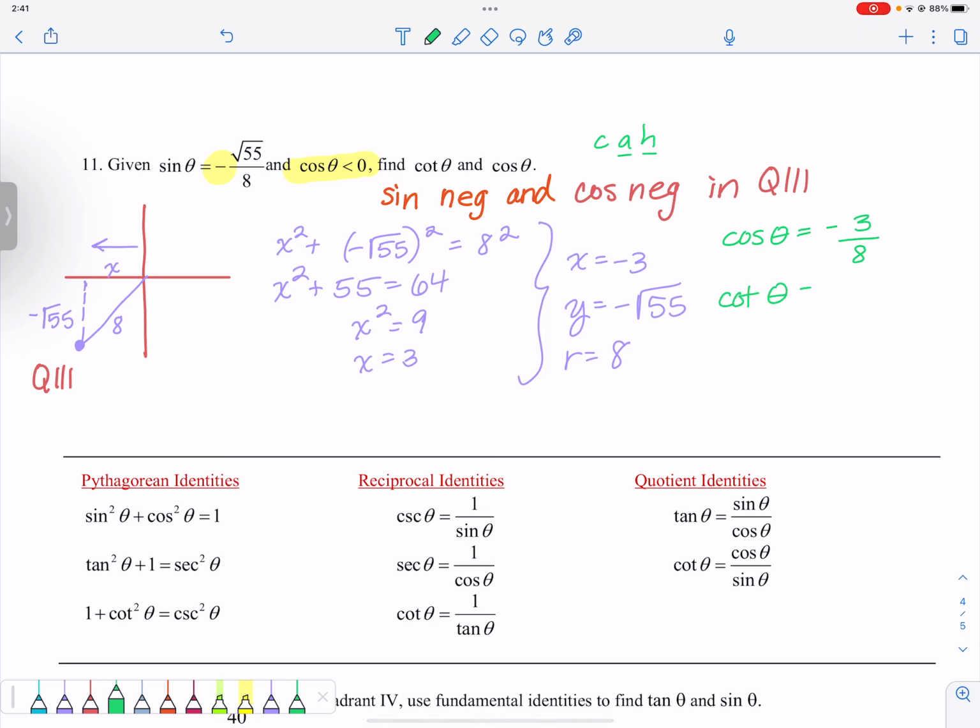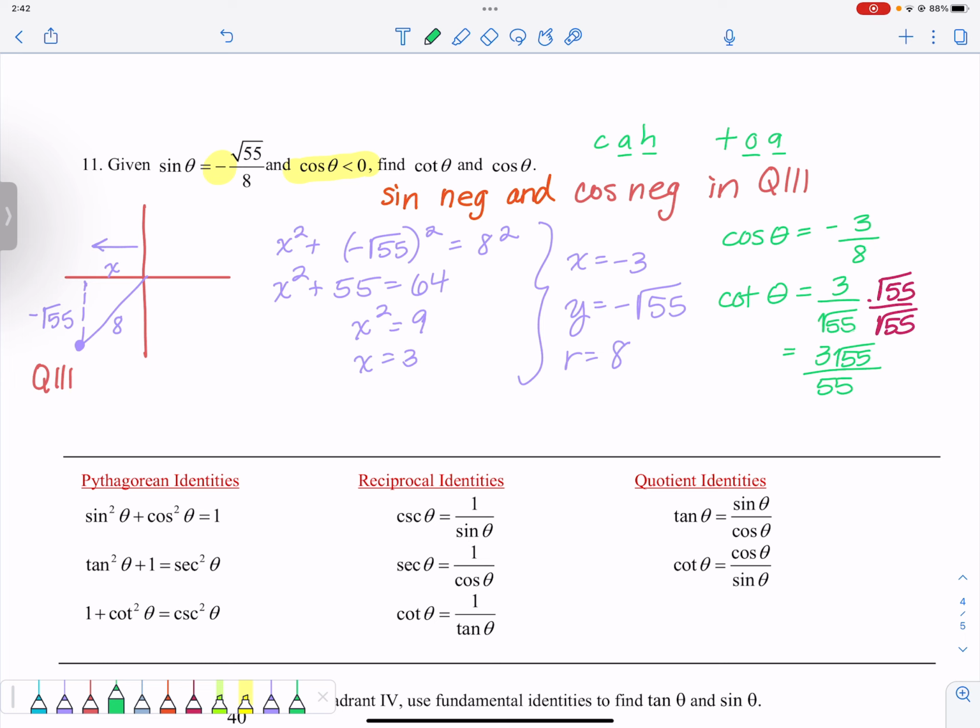Now we can find the cotangent of theta. The tangent of theta is opposite over adjacent. Excuse me, opposite over adjacent. So the cotangent will be adjacent over opposite, which will be 3 over root 55. Now to clear that, we can rationalize that denominator. We can multiply the numerator and denominator by root 55, and we have 3 root 55 over 55.